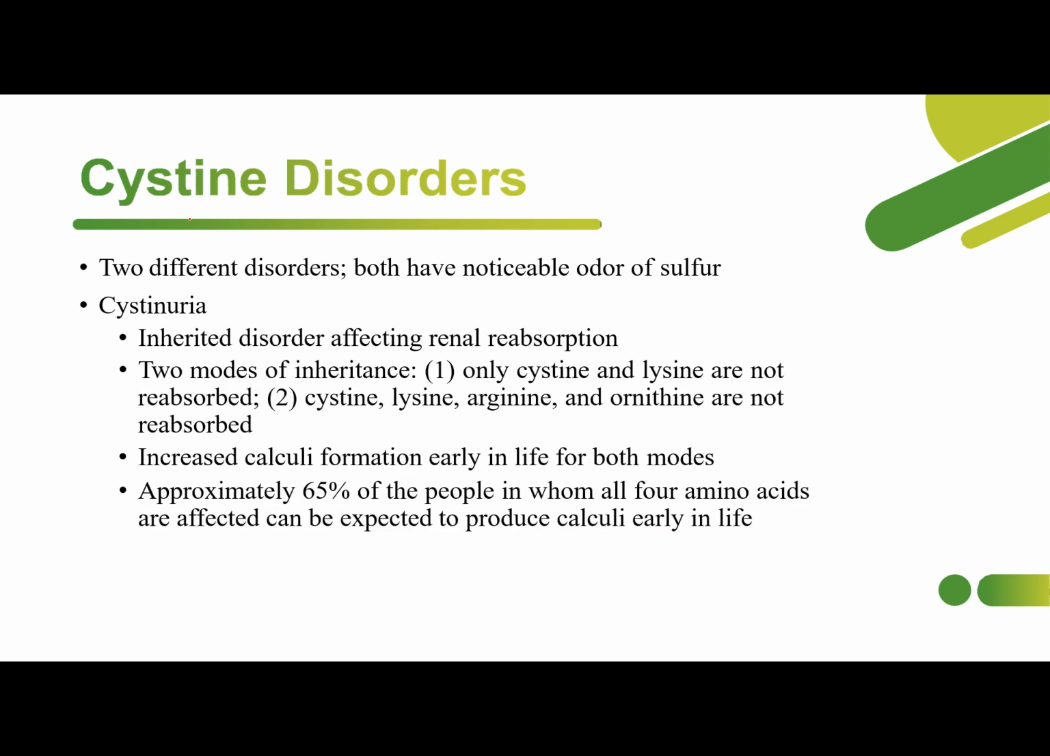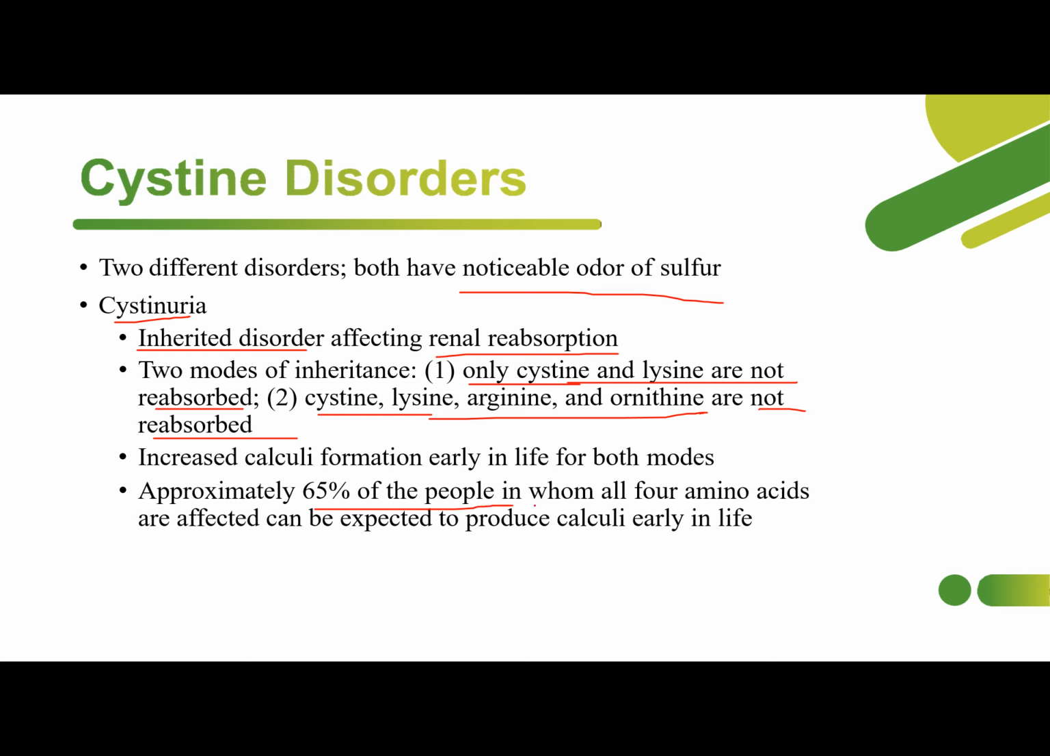Then we have your cystine disorders. So there are two types of cystine disorders, and both have a noticeable odor. So we have your cystinuria. Now, cystinuria, class, is an inherited disorder affecting renal reabsorption. So there are two modes of inheritance. In the first, only cystine and lysine are not reabsorbed, and in the second mode of inheritance, cystine, lysine, arginine, and ornithine are not reabsorbed. There is increased calculi formation early in life for both modes.